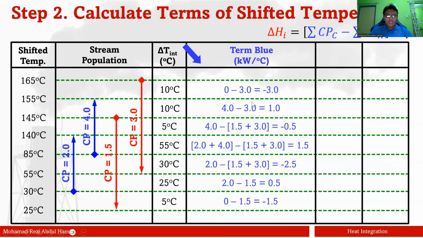Okay, maybe one more, maybe two more. So for the second interval, if you see, I have one cold stream and then one hot stream. So if you see the equation, it is the summation of the cold stream CP minus the summation of the hot stream CP.